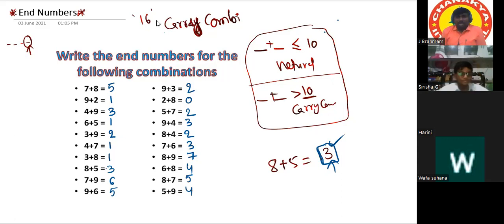Okay. So practice more on this type of end numbers. They are easy, but we have to say them unconsciously. We should be able to say unconsciously. 8 plus 5, immediately we have to say that is 3. 7 plus 5, if that is the question, we have to say immediately 2. Okay. Practice more. Shall we move on to the next slide? Ready? Yeah.